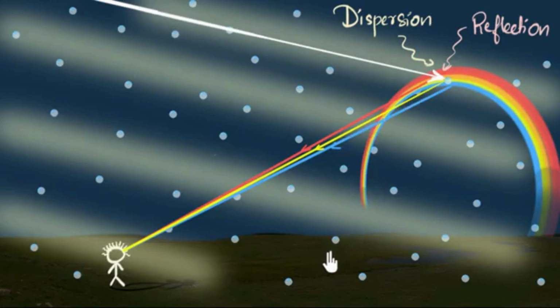But this might start raising more questions, more interesting questions. For example, if each raindrop is giving me colors, why do I just see one single rainbow? Shouldn't each raindrop be giving me rainbows? It should be a complete mess of colors, right?